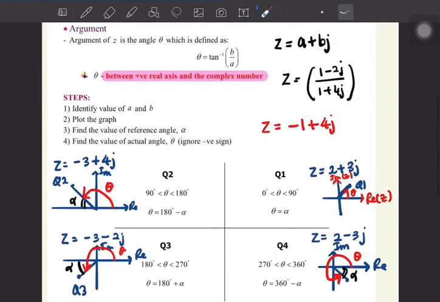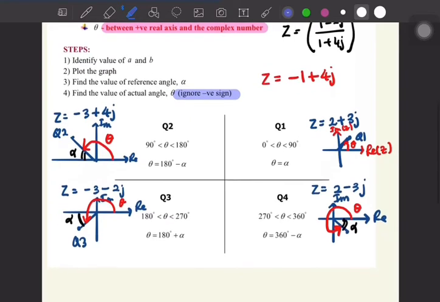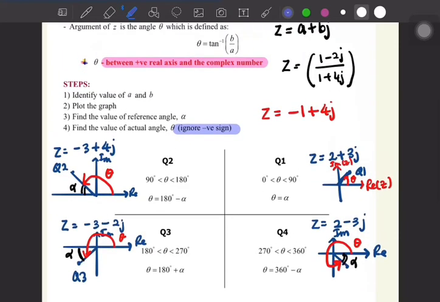Notice that in this step, I wrote here, ignore the negative sign. So what does it mean? Let's say when you calculate tangent inverse B over A, and you have your reference angle, let's say you have a negative. To find the actual angle, we just take the value. So you just ignore that negative sign.